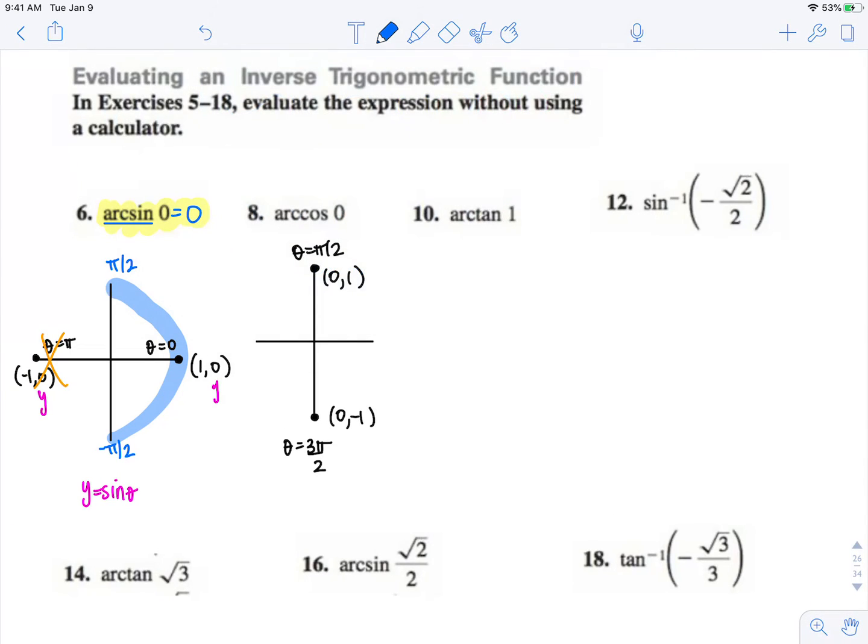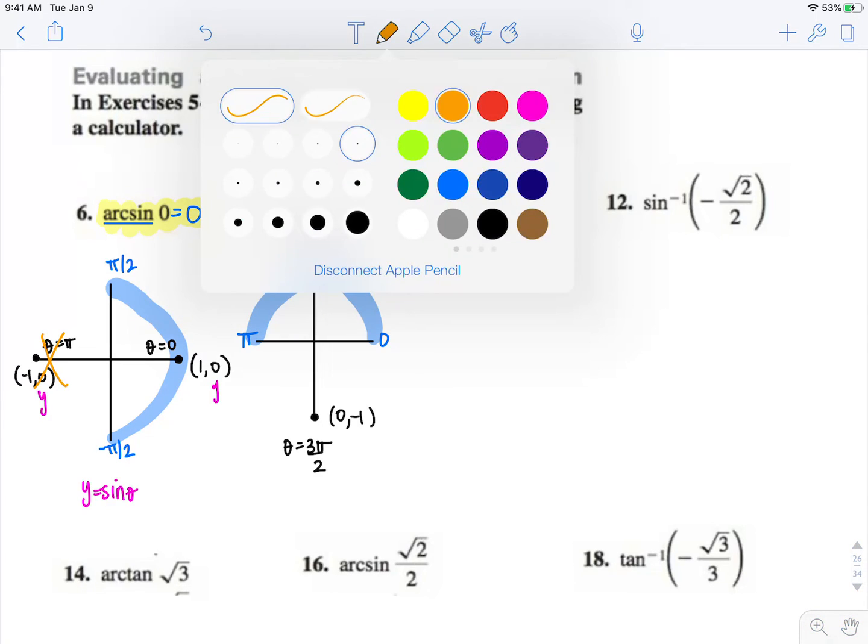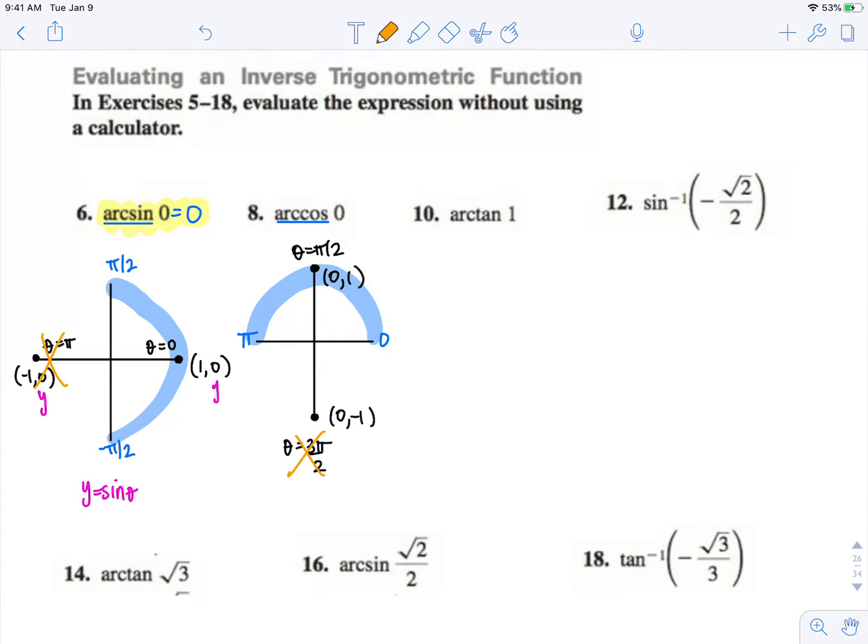But they're asking for arc cosine, not all possible values. And we know arc cosine only passes the horizontal line test when my angles are between 0 and pi, which are the top half of my unit circle. Therefore, I can't use 3 pi over 2. So arc cosine of 0 is pi over 2.